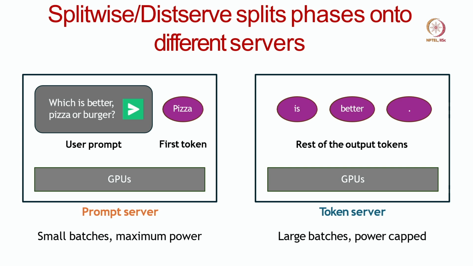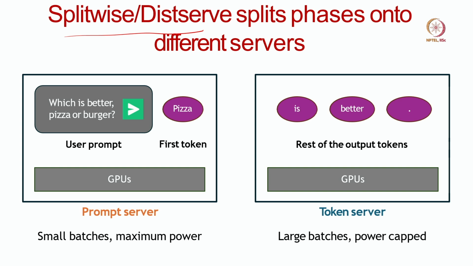Okay. So, there are techniques, Splitwise and DistServe. These are again papers which you can go over. Those techniques split phases onto different servers, right. So, for example, we can have one prompt server and another token server. In the prompt server, we can have smaller batches and maximum power. In the token server, we can have large batches and power can be capped.